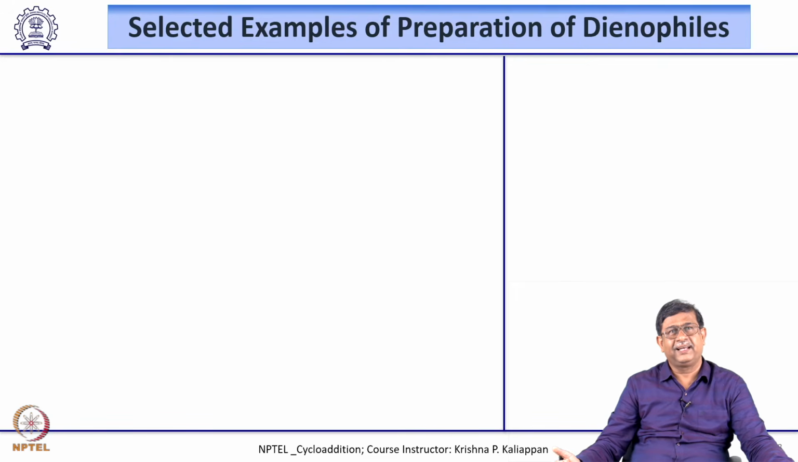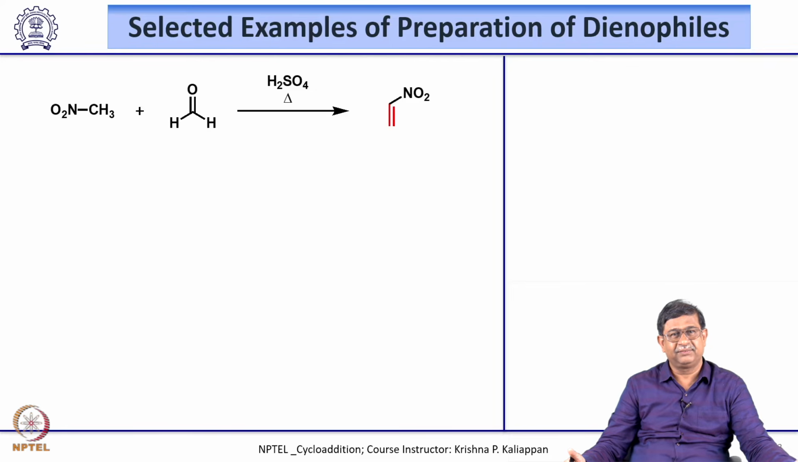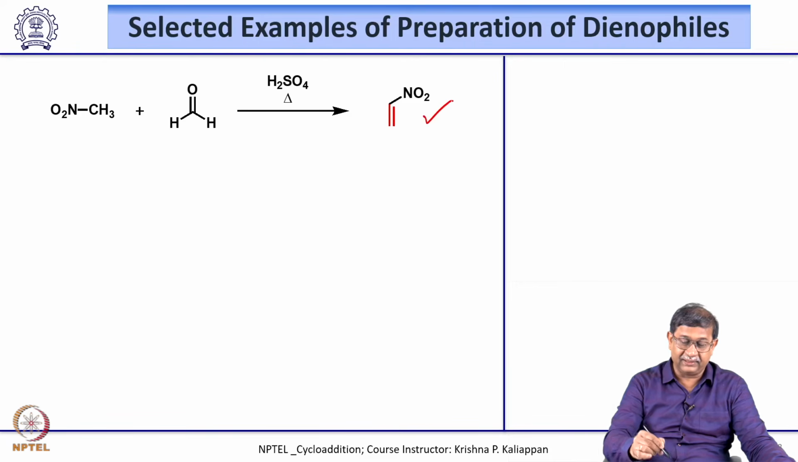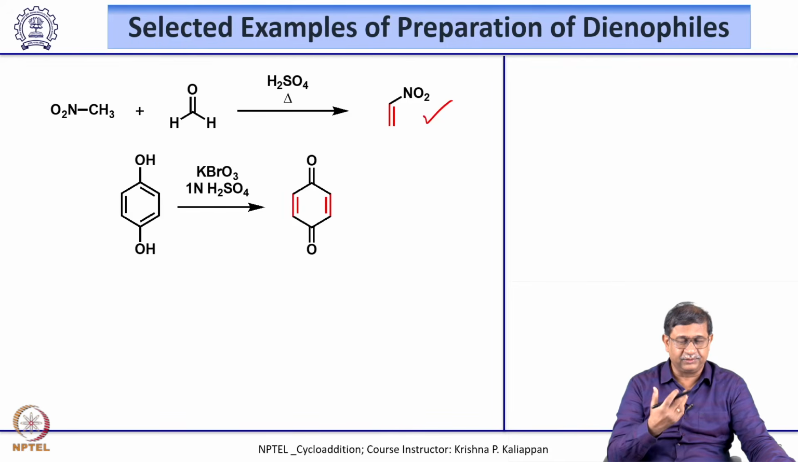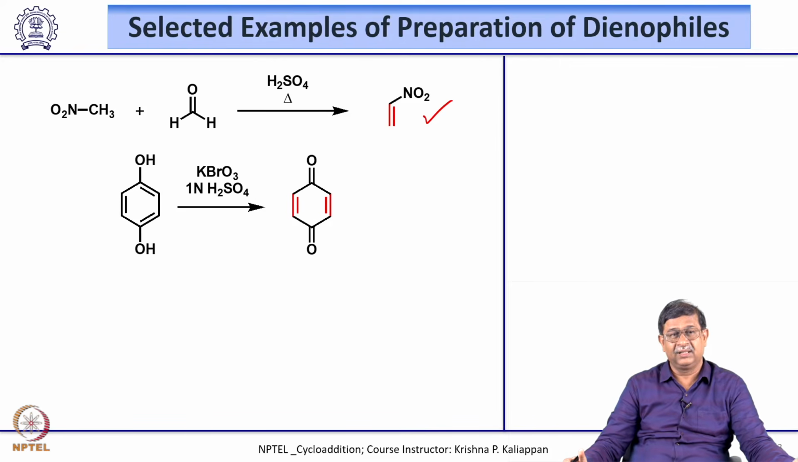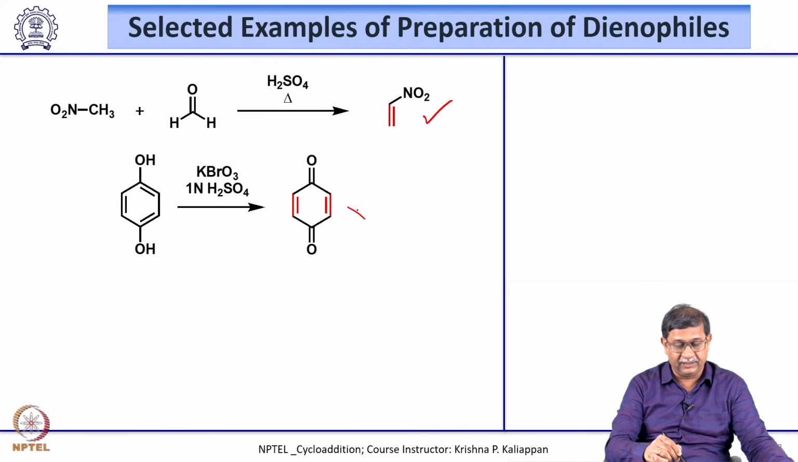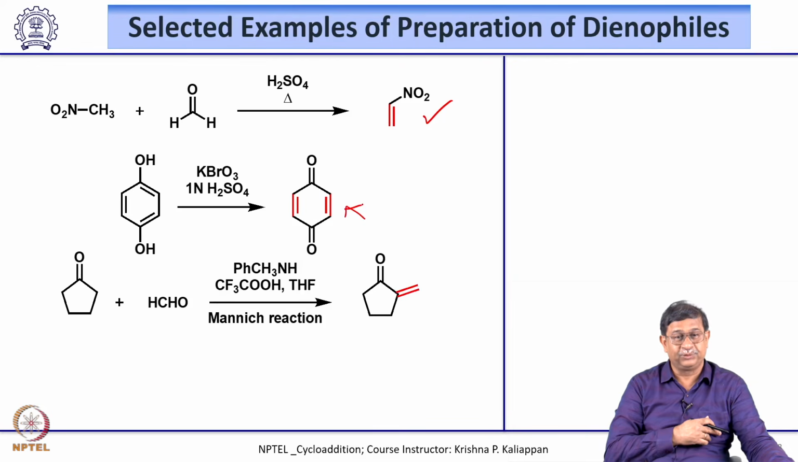So how are these dienophiles prepared? Some of them are commercially available and many can be easily made. Say for example, if you use Henry reaction, nitromethane and formaldehyde or any aldehyde, treatment with base or even direct treatment with acid, one can make nitroalkene or substituted nitroalkene. Okay. So this way it is very easy to prepare a range of nitroalkenes which could be used in cycloaddition reaction. And then if you have hydroquinone, 1,4-dihydroxy benzene or substituted ones, one can easily oxidize to get the corresponding benzoquinone or substituted benzoquinone.